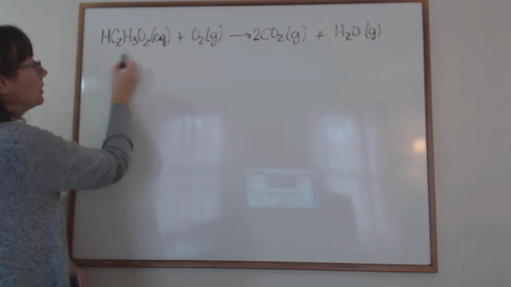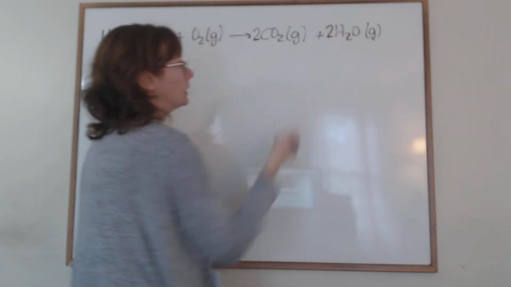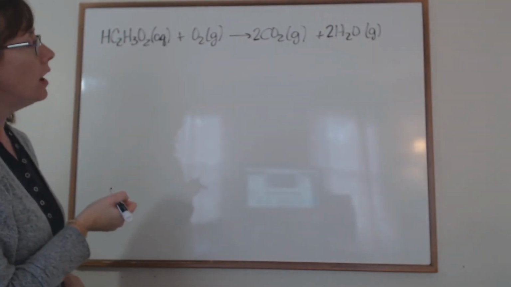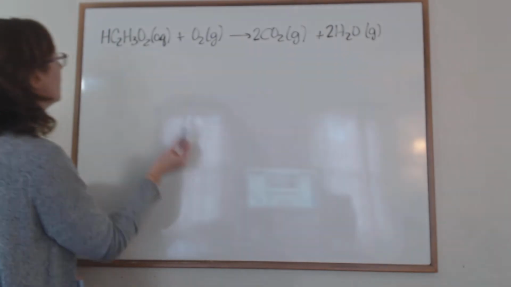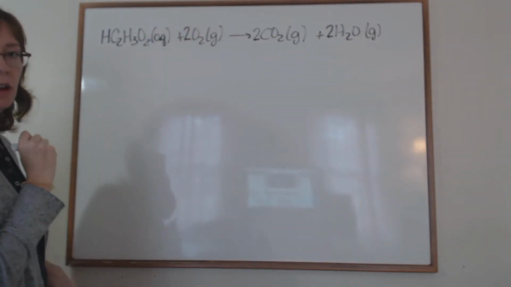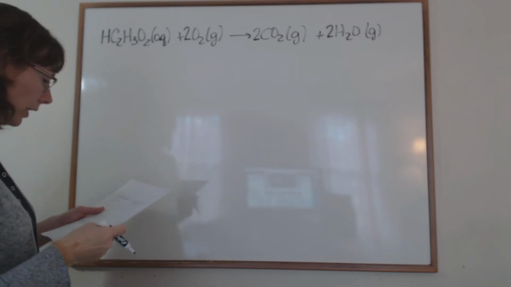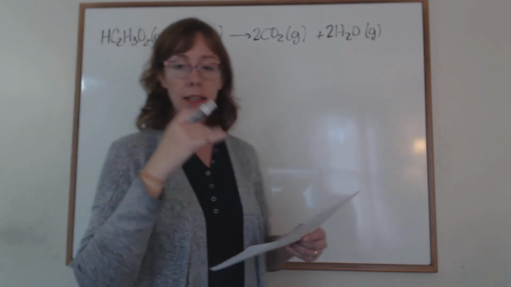4 hydrogens total, I can do that with this. Let's see if that works out. And now oxygen. So I have 6 oxygens on this side, and I can get 6 by putting a 2 right there on the left side. So that should do the trick. Now, that's the balanced chemical equation.